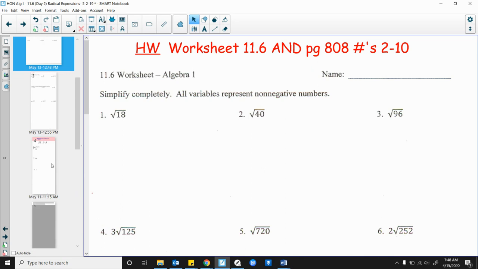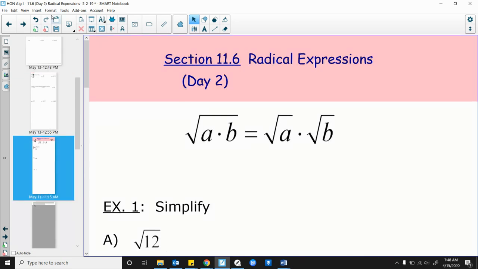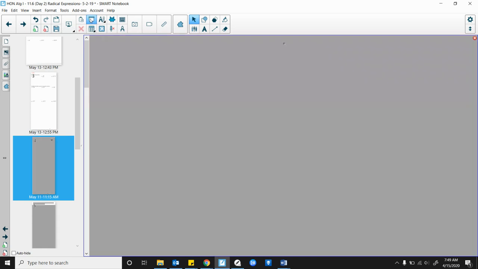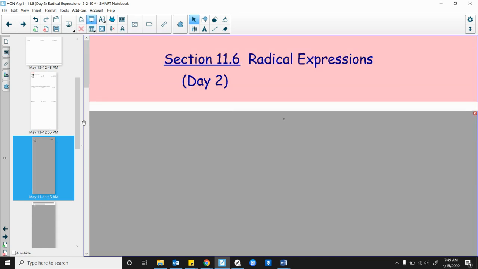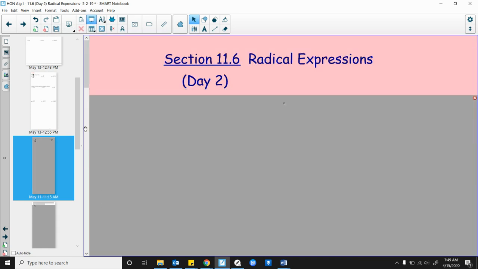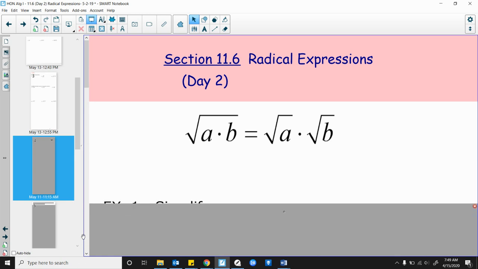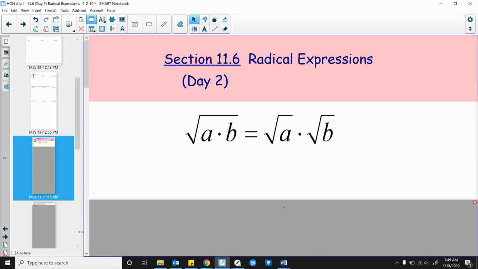So we're going to go ahead and just get started with the second day of 11.6. We're still in radical expressions, like I said. Go ahead and label that, maybe title that, and then I want you to write this down. The square root of a times b equals the square root of a times the square root of b. I can show you a quick example of that to help you out here.